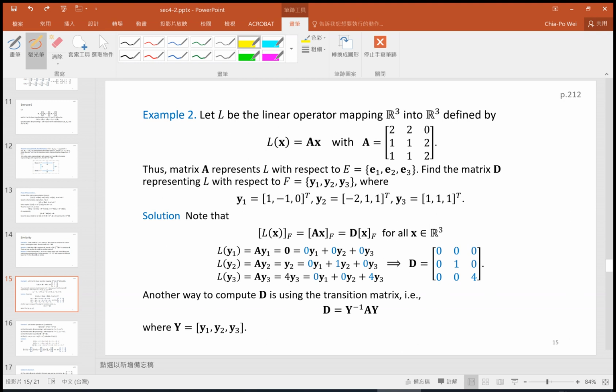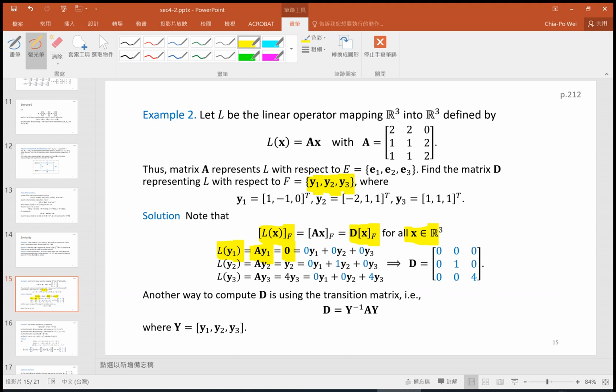And then, by the definition of D, we know the coordinate of L of x with respect to F equals D times the coordinate of x with respect to F for all x in R3. Then we will select x as the elements in basis F. So we will select x as y1, y2, and y3. First, we compute L of y1. By definition, L of y1 equals A times y1. Because matrix A and y1 are given, after some computations, we know A times y1 equals the 0 vector.